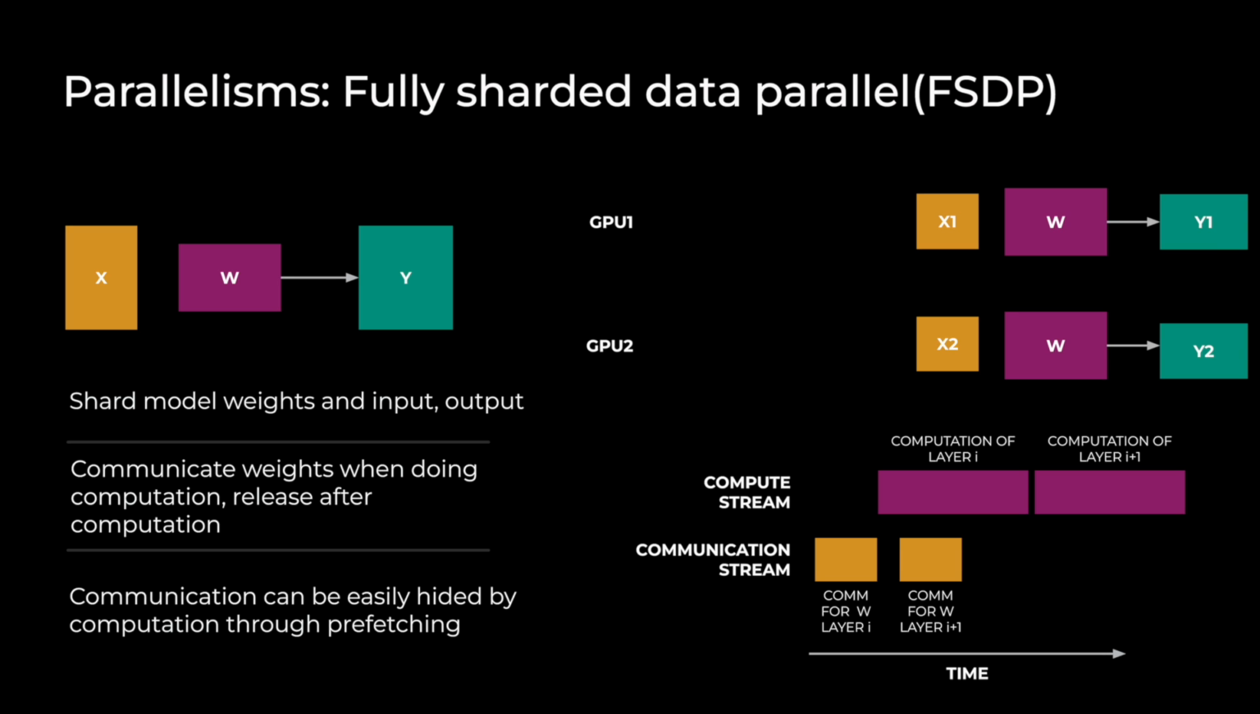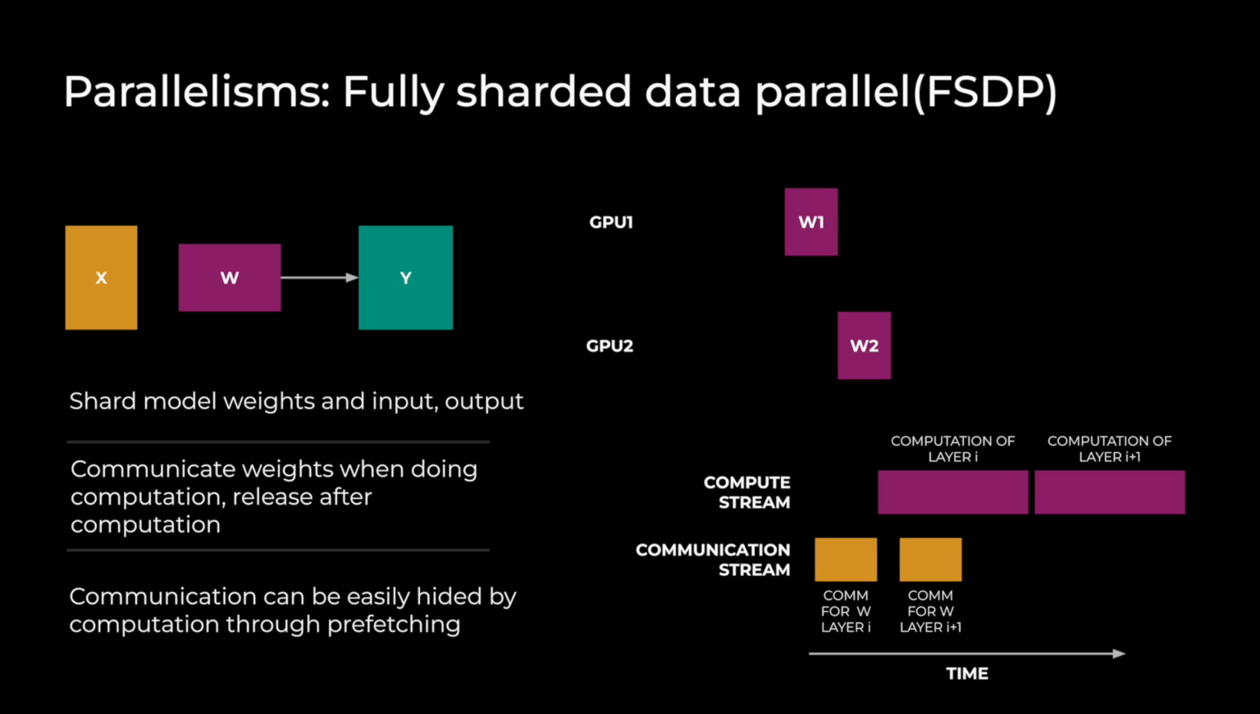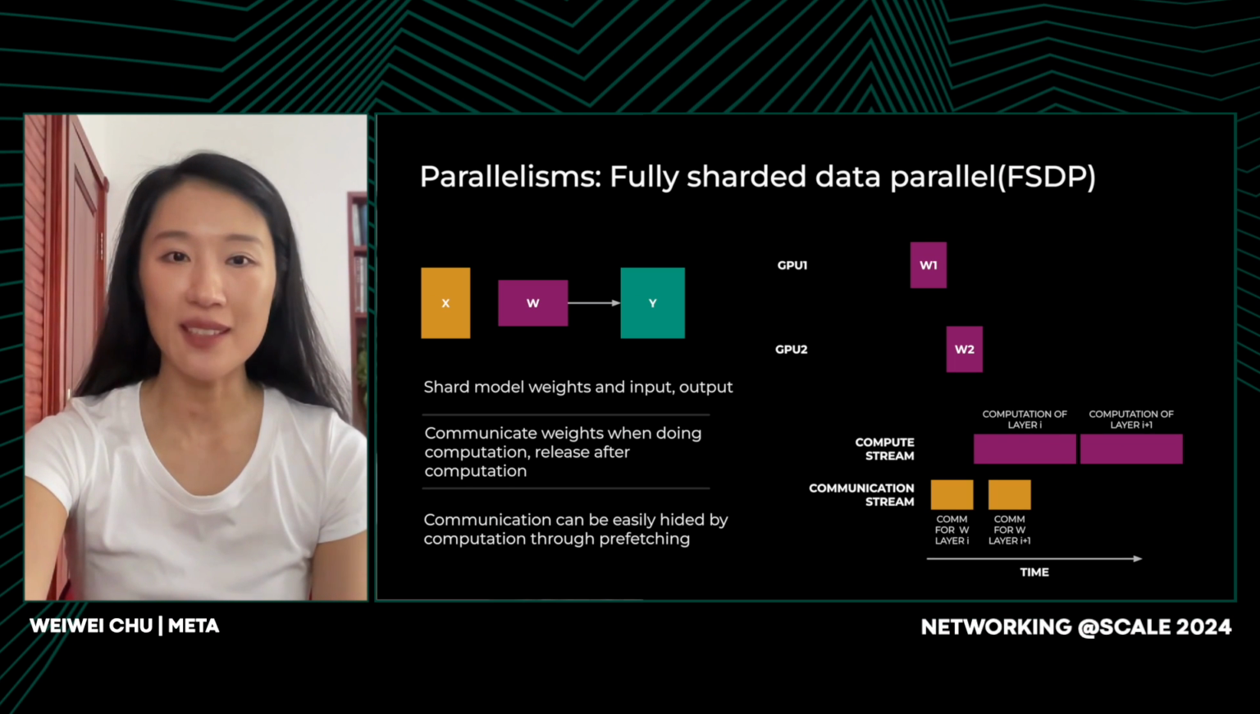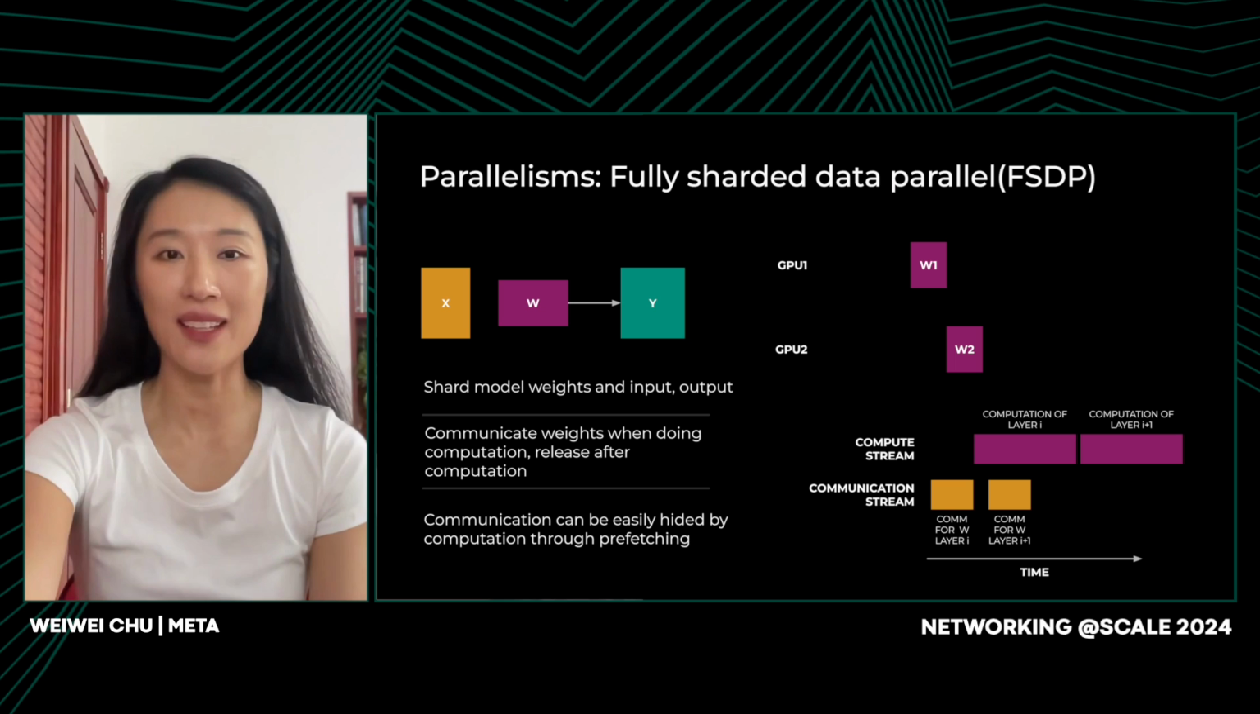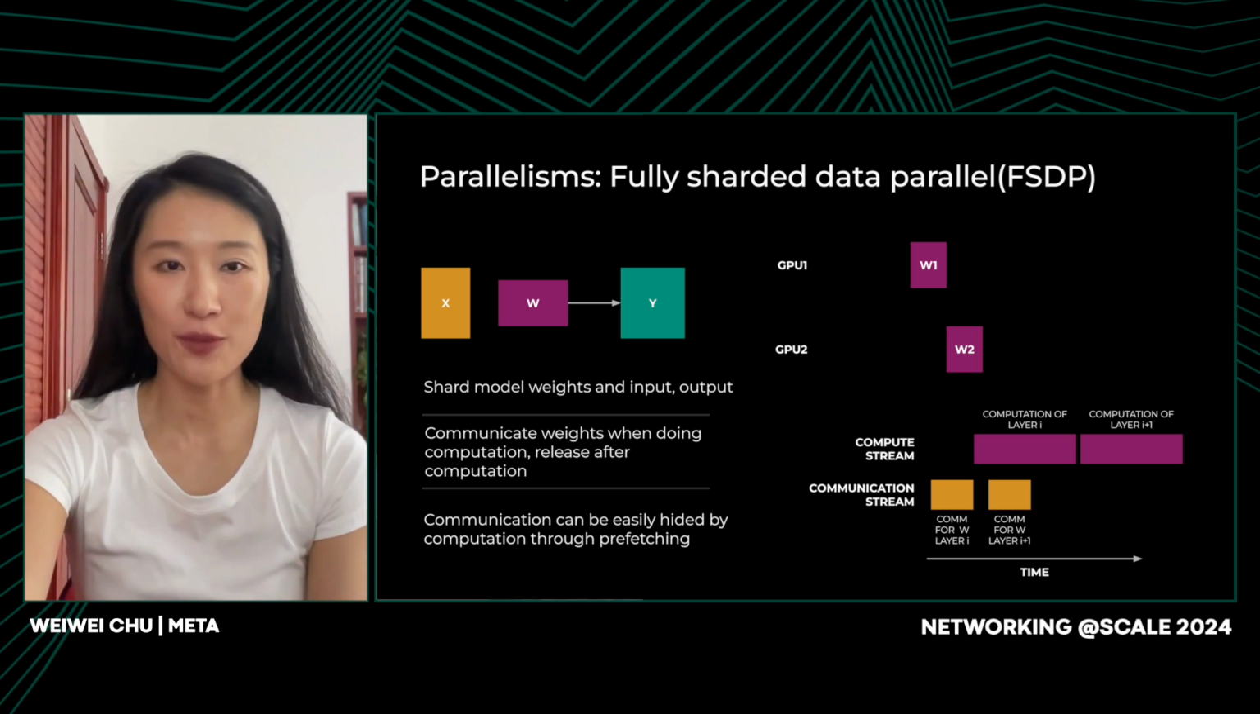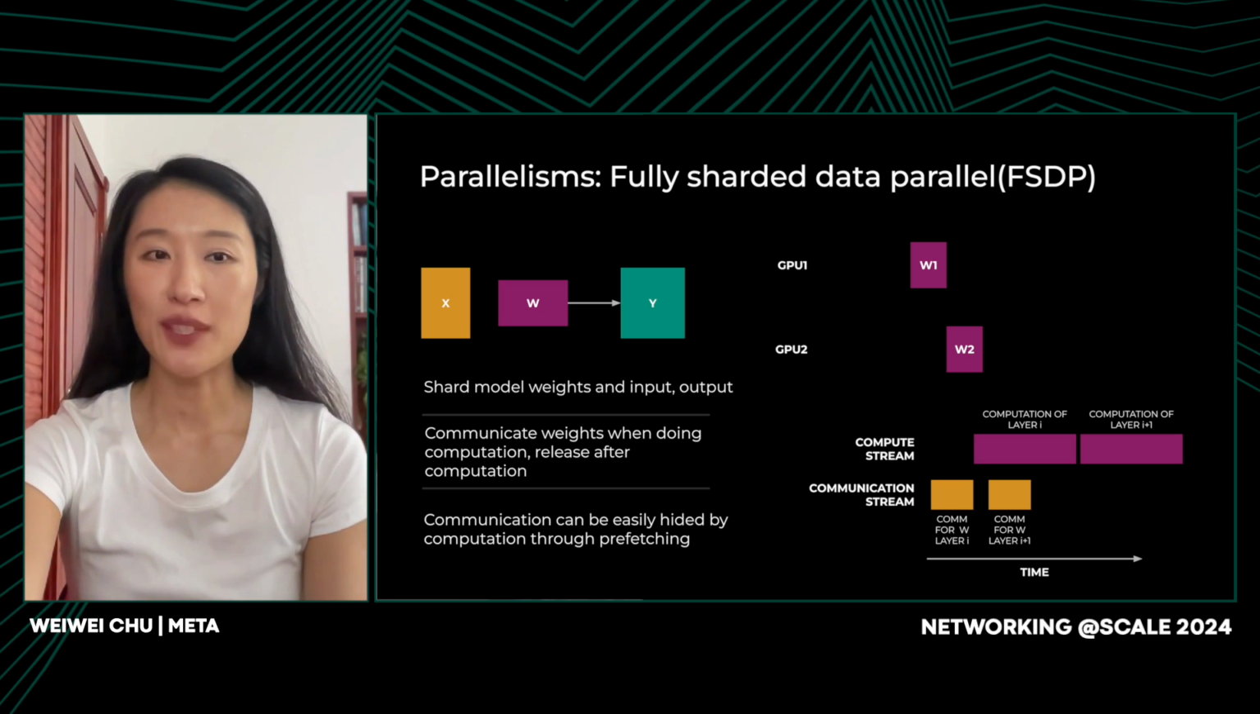After computation, we release the weight back to its GPU. So each GPU just keeps a shard of the weight. Computation and the communication will happen together. So when the compute stream is working on the computation of layer i, the communication stream can start prefetching the weight matrix of layer i plus 1. So we can see that the communication of the weight matrix can be easily hidden by the computation through prefetching.